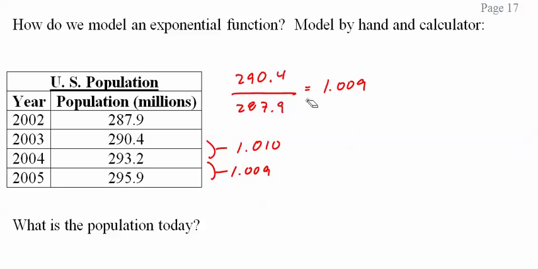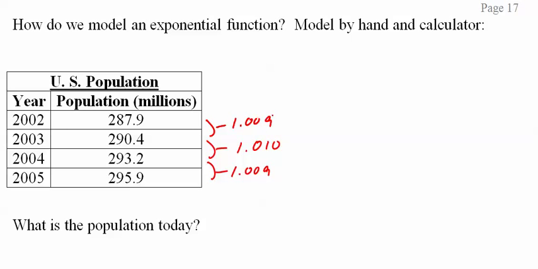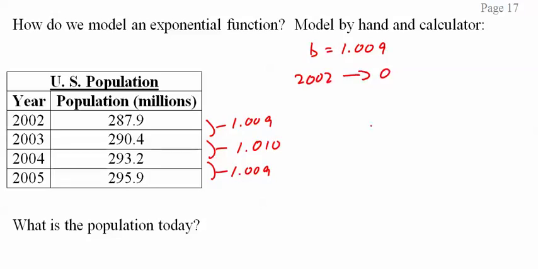So I will go with a b value of 1.009. I'm going to call 2002 year 0, and so on, so that my initial amount is 287.9. So here is my quick and dirty 287.9 times 1.009 to the t, where 2003 is year 1, 2004 is year 2, and stuff like that.